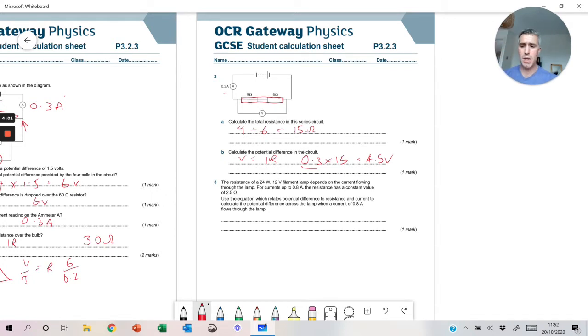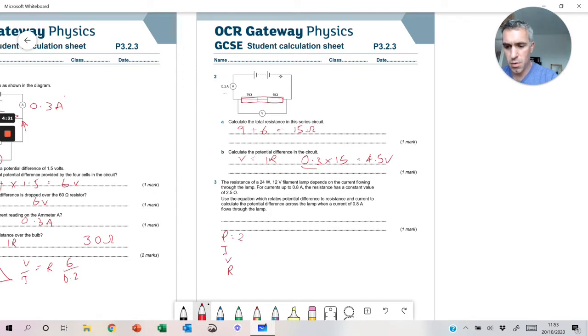The resistance of a 24 watt 12 volt filament lamp depends on the current flowing through the lamp. For currents up to 0.8 amps, the resistance has a constant value of 2.5 ohms. Use the equation which relates potential difference to resistance and current to calculate the potential difference across the lamp when the current is 0.8 amps. Okay, so let's just do P, I, V, R. Is there anything else it gives us?